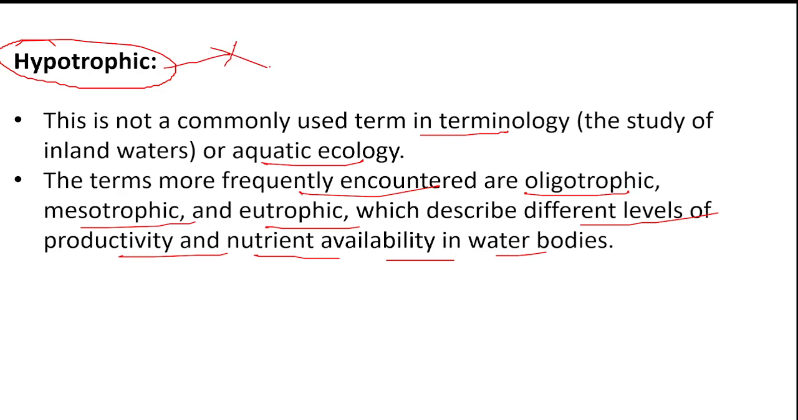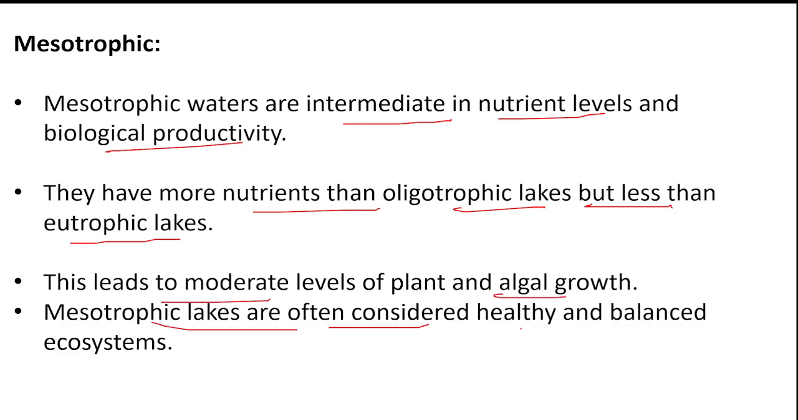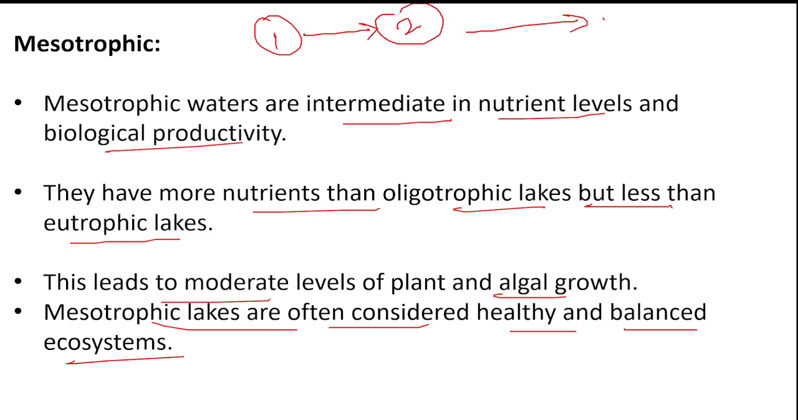So hypotrophic, this concept doesn't exist. Clear? There is no concept of hypotrophic. What is mesotrophic? Waters that are intermediate in nutrient levels and biological productivity. They have more nutrients than oligotrophic lakes but less than eutrophic lakes. Getting it? This leads to a moderate level of plant and algal growth. Mesotrophic lakes are often considered healthy and balanced ecosystems. So oligotrophic is one, then more nutrients are there in mesotrophic, and more than that in eutrophic.